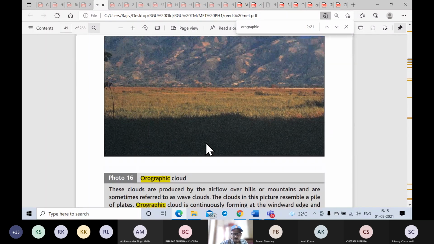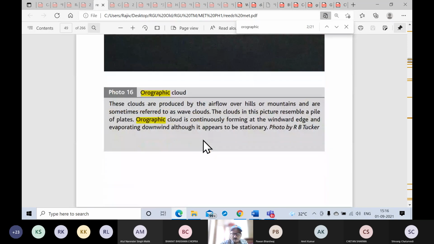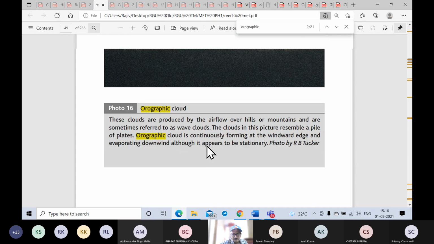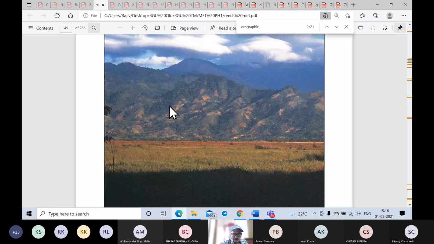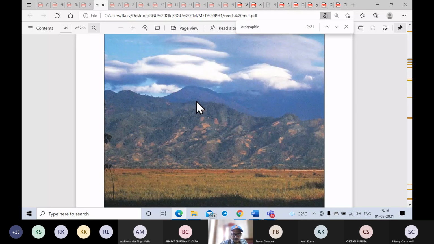Clouds, like in this picture, resemble a pile of plates. Orographic cloud is continuously formed at the windward edge and evaporated downwind. So on the windward side, the cloud is forming, but on the leeward side, it is evaporating also, because both things are true. When it is rising here, it is getting cooled adiabatically, it can bring rain, but when it is descending, it will also lose heat.